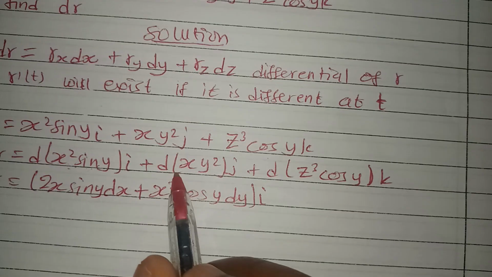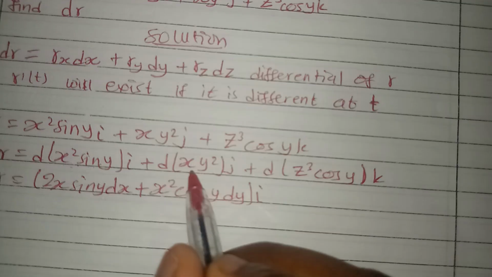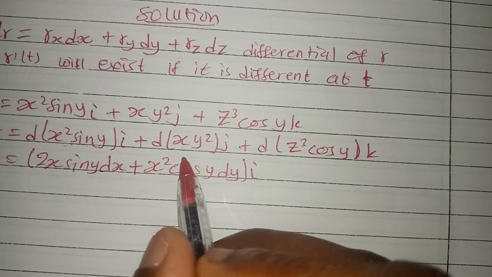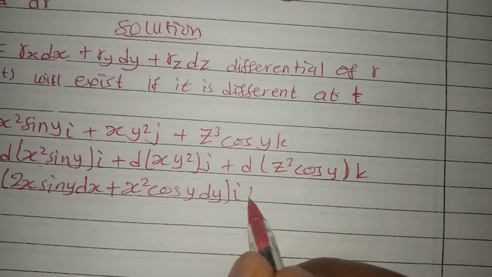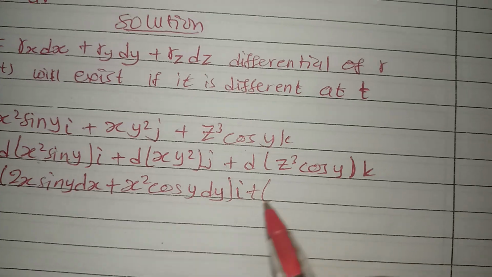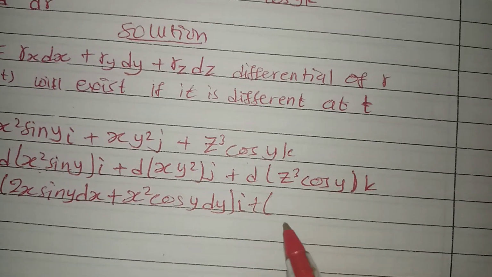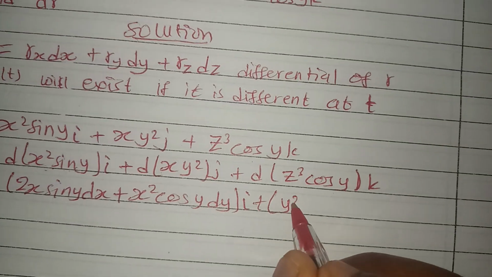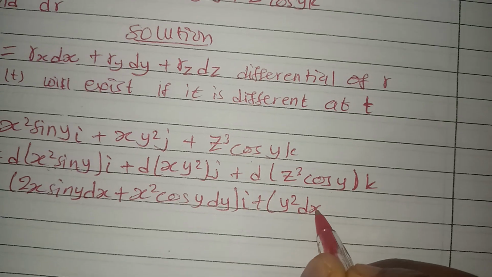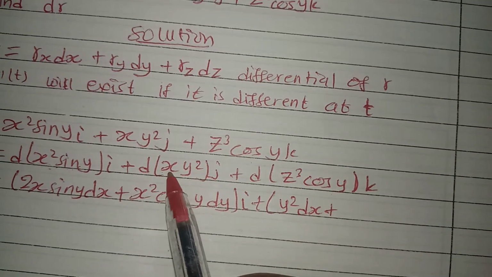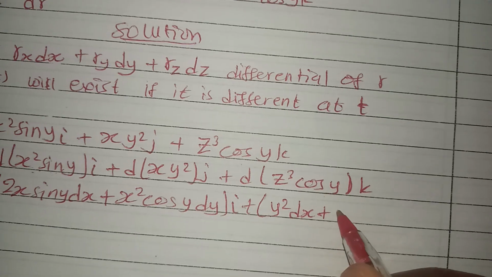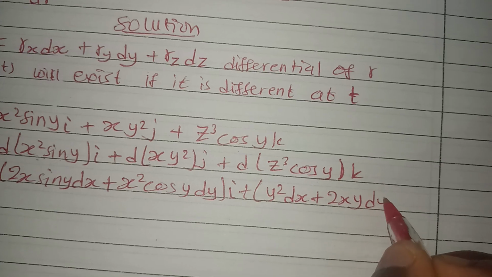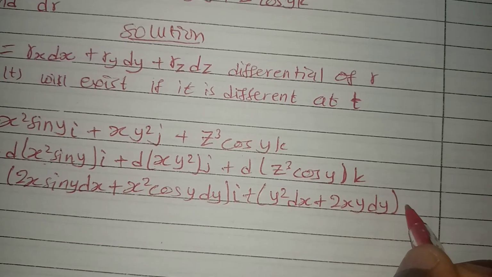Then we move on to the next term. The variables involved here are x and y, so our differential is going to be based on x and y. We keep y and differentiate x; when we differentiate x, it will go to 1. So we have y squared dx plus, we maintain this and differentiate y, that will be 2xy with respect to y, or j.